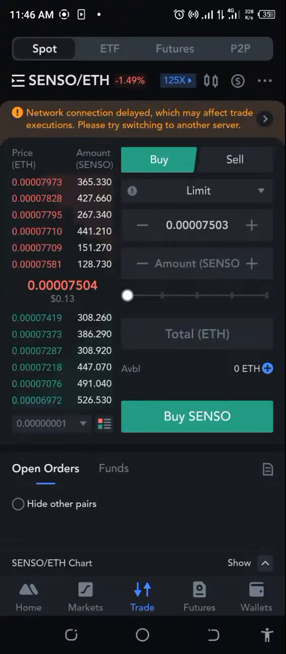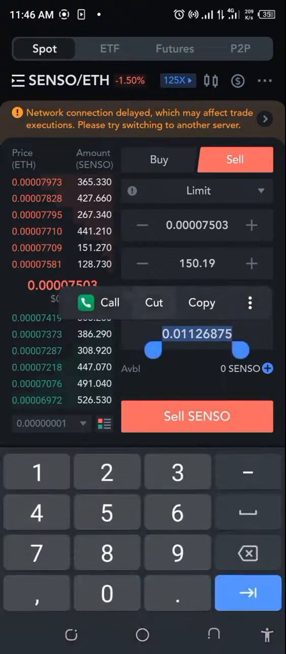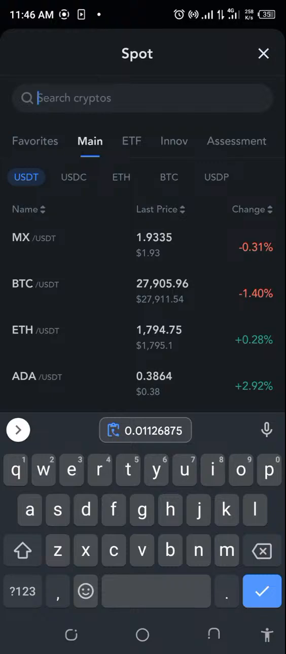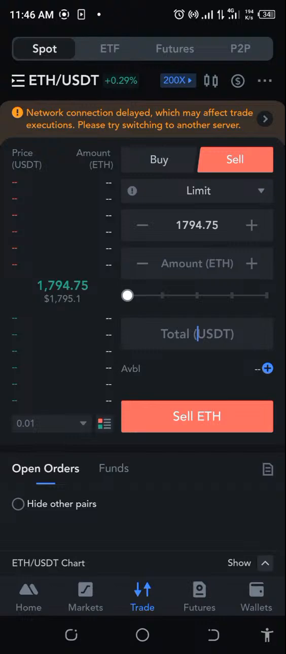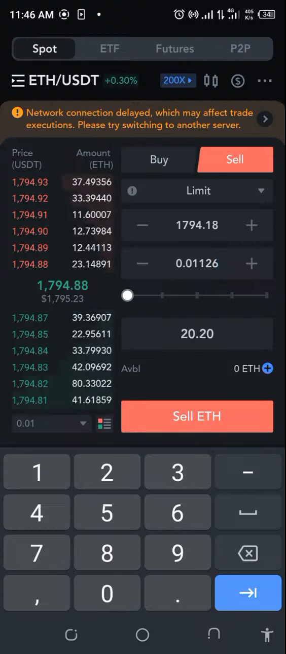Senso ETH is supposed to give us what? Okay, so we're supposed to sell to Senso ETH. Let's just try this out. Then we'll copy that out and go and check it. And then we'll sell ETH to USDT. So let's try and see how that will go. ETH to USDT. Let's see whether this is going to work. Never going to work. Let's go back and try it out with our BTC.